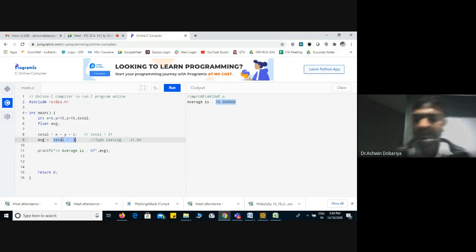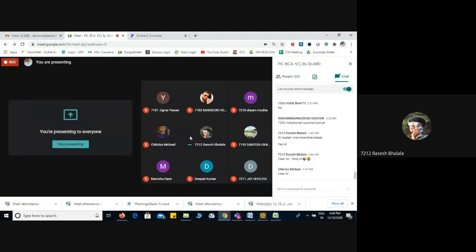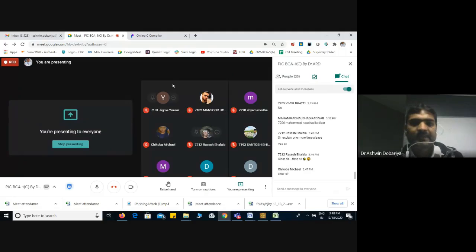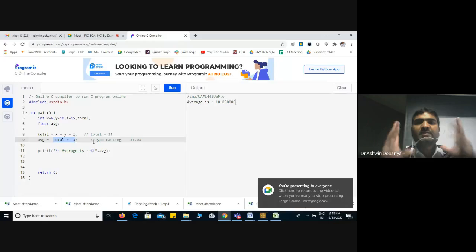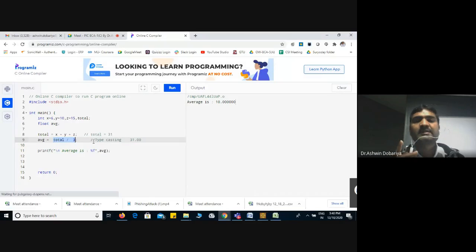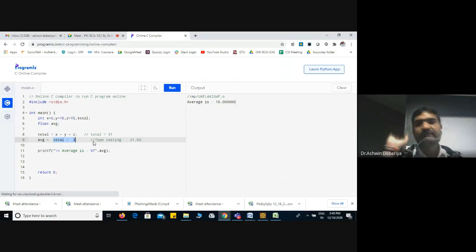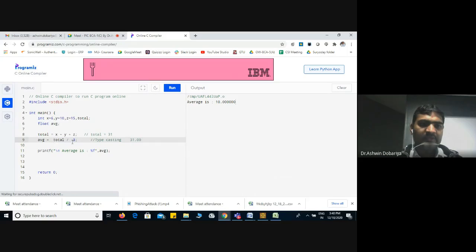Clear till here, Rashesh, is your doubt clear? Okay. So internally, you have to remember only one thing: if you want to generate a correct floating answer, then one value should be a float. And how do you convert one value to a float? If there is a constant value, then you can directly add .0.